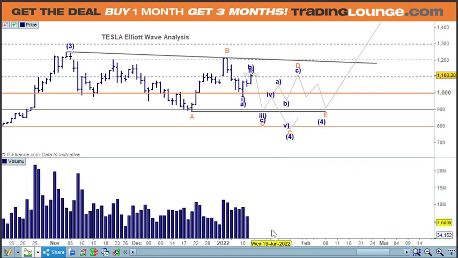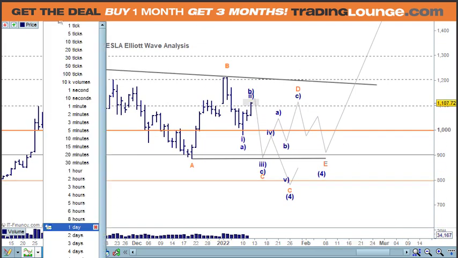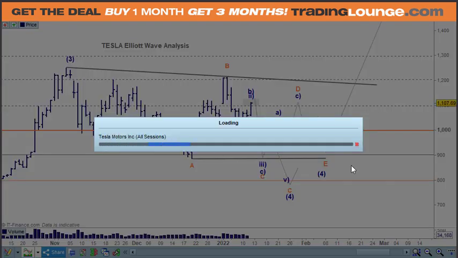We don't have 12th, 11th. I wonder why it doesn't bring the volume in on the day here for this. So annoying. Okay, anyway, let's go to the tick chart and check on this.